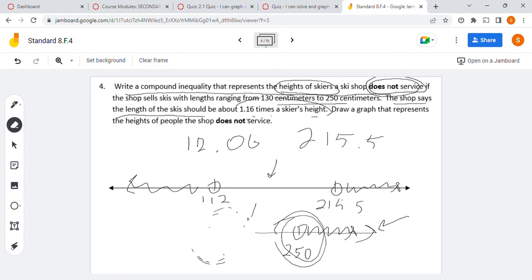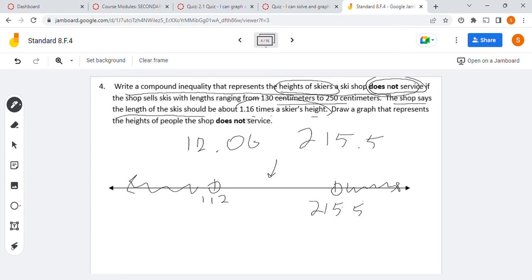From there, we should be able to write the inequalities. So let's give me some space here. The compound inequality that we get to match with this graph would be our height is less than 112. From here on the right-hand side, we get our height is greater than 215.5, and our conjunction will be or, because either one of those two would be a possible solution to this question.